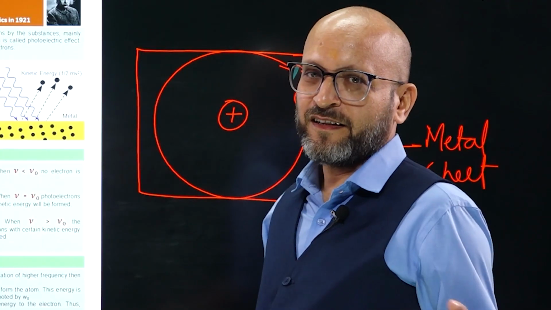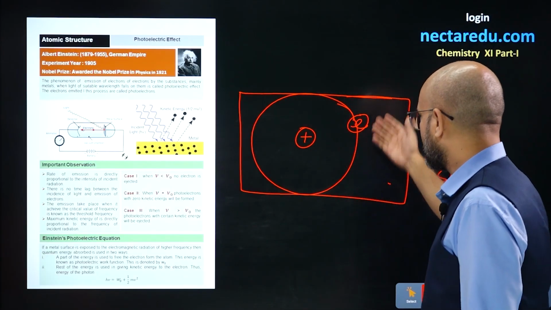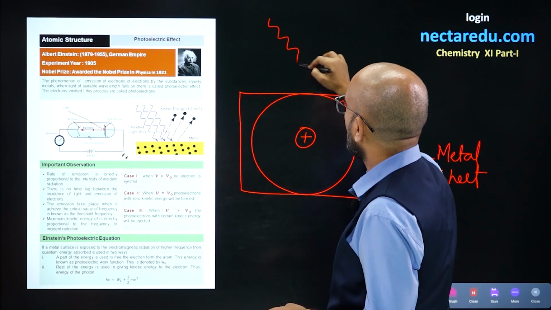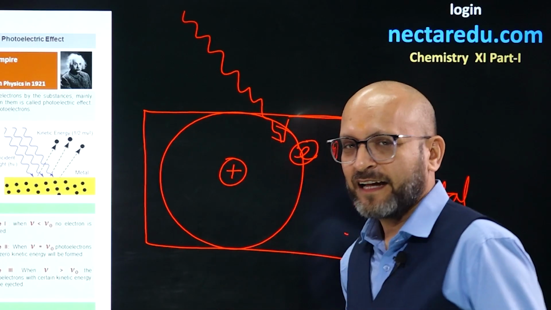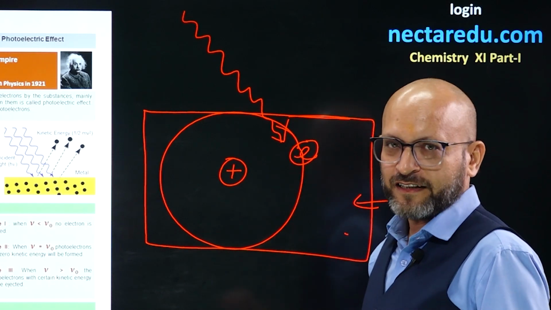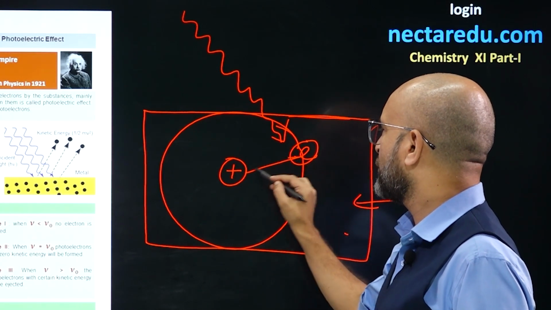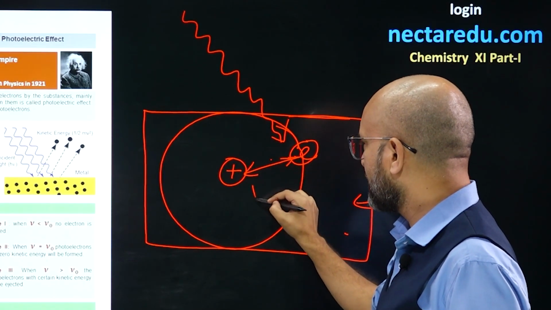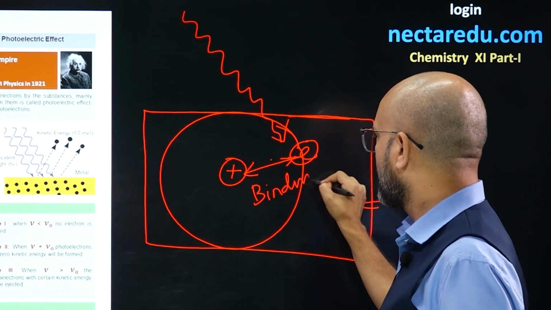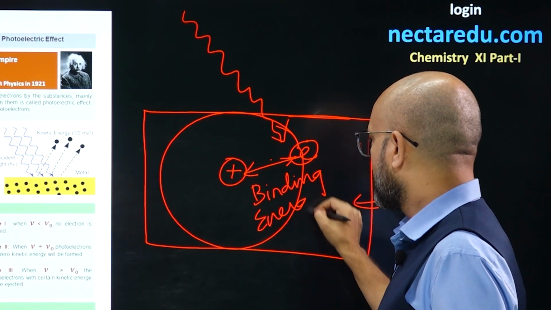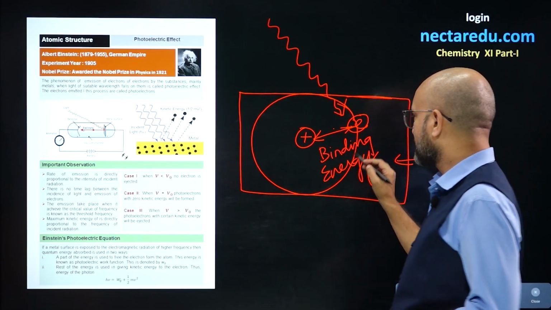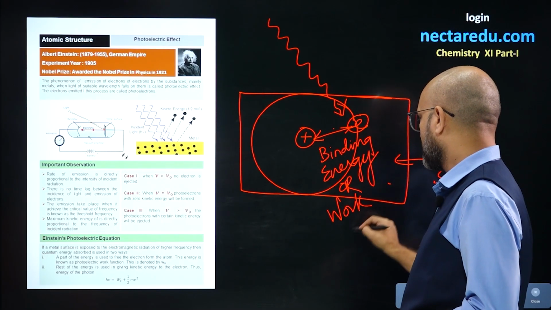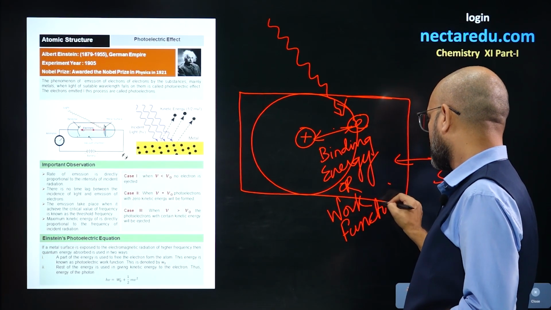So, in a solar panel, how it works is we take a metal sheet, and sunlight falls on the atoms of the metal and strikes an electron of the atom. Now, the electron is bound to a nucleus. So, the electron is bound to a nucleus, and the energy is known as binding energy. Let's say binding energy, and we can call this the work function also.